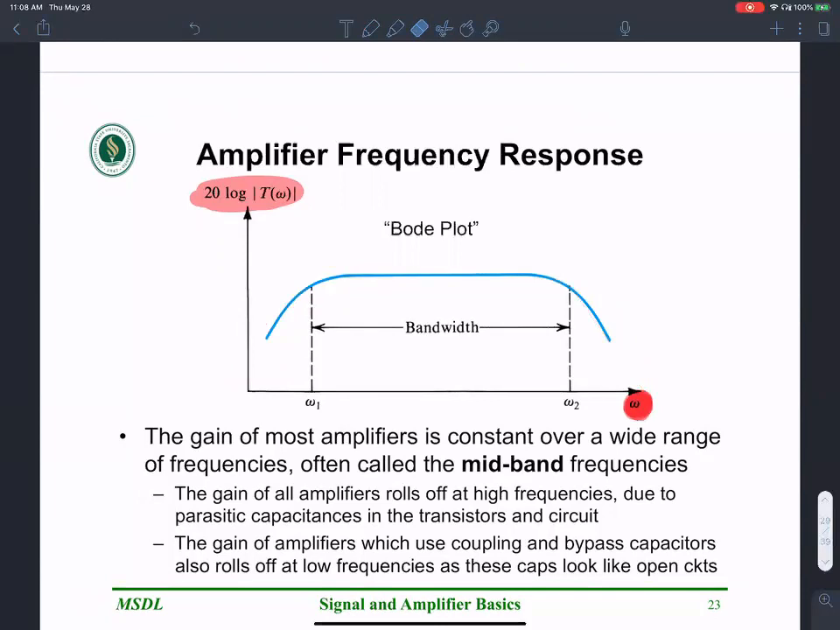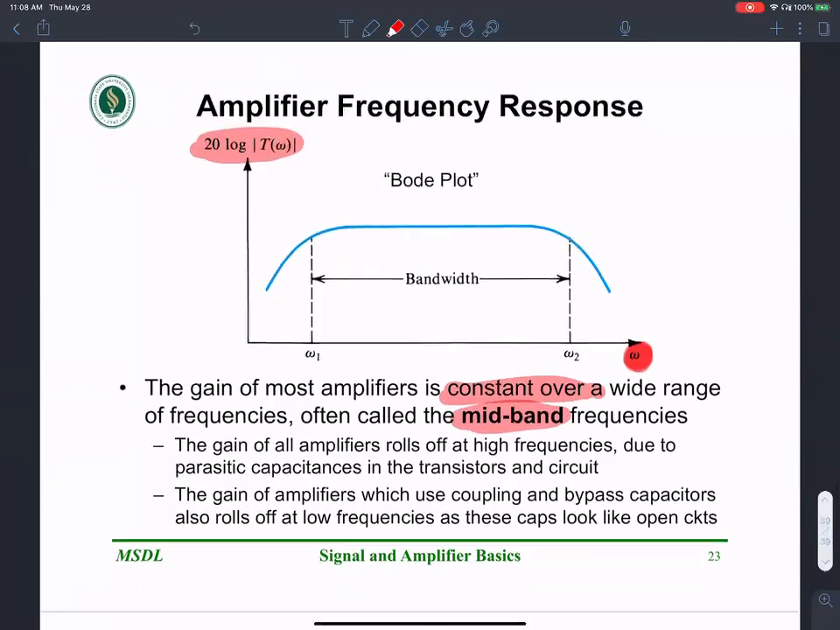The gain of most amplifiers is constant over a wide range of frequencies, often called mid-band frequencies. And the gain of all amplifiers rolls off at high frequencies, and this is due to parasitic capacitances.